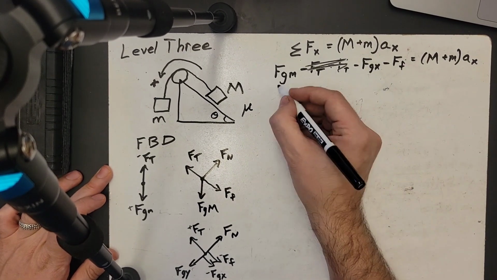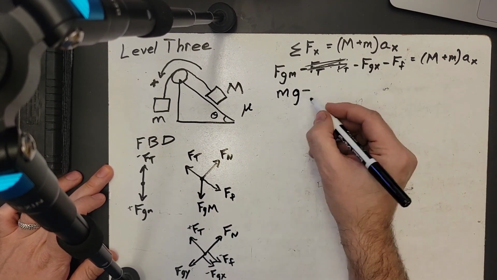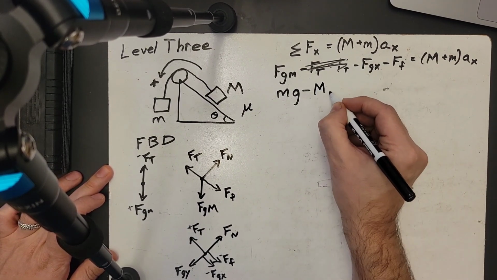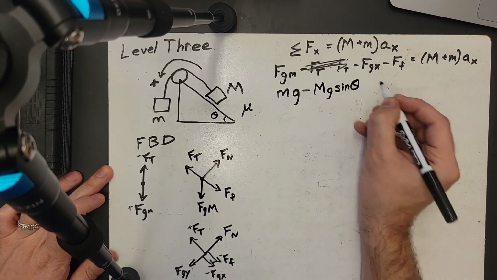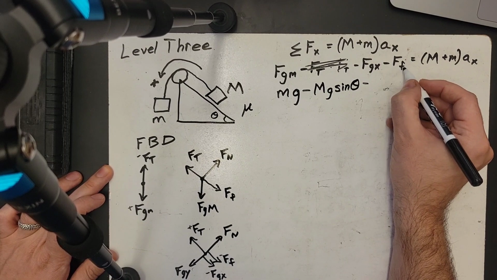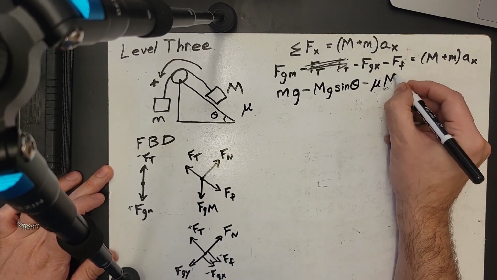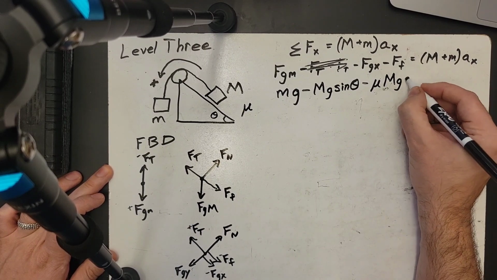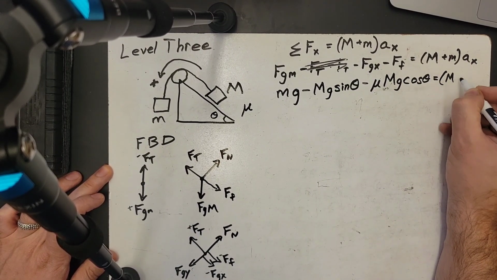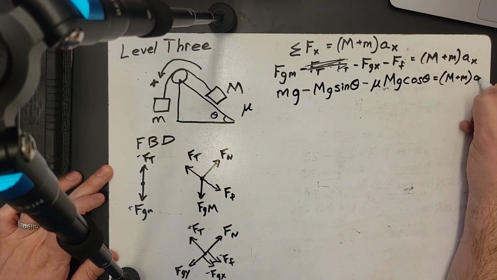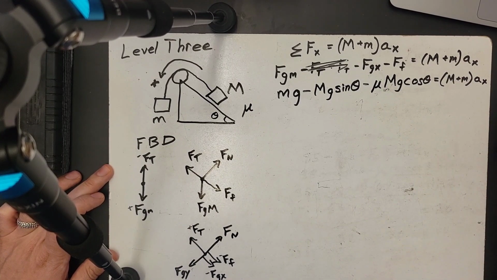start substituting stuff in. All right, well, I know that that's mg. Yay, that was hard. This bit is big M, G, but only the X piece. And this is going to be coefficient of friction times mg, just the Y piece. And I want the acceleration.